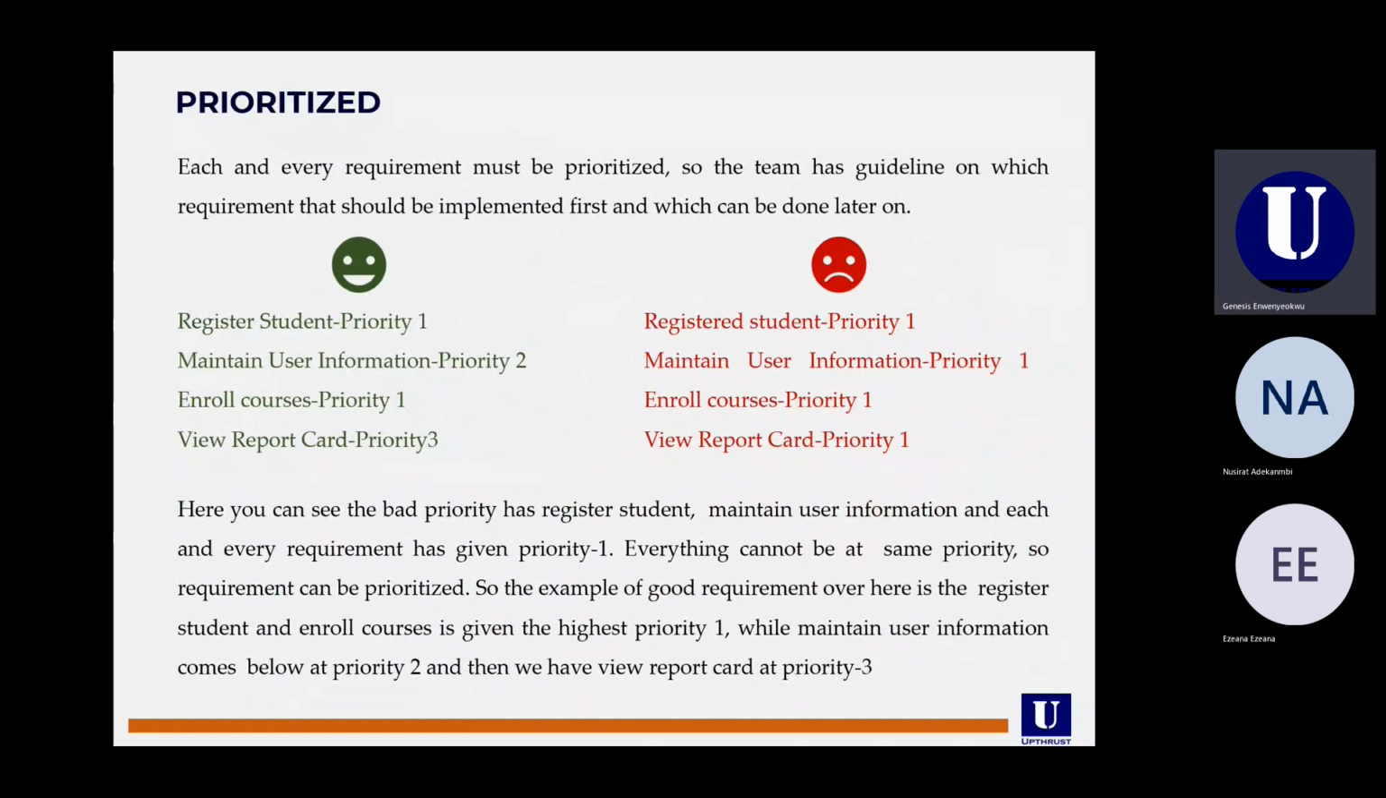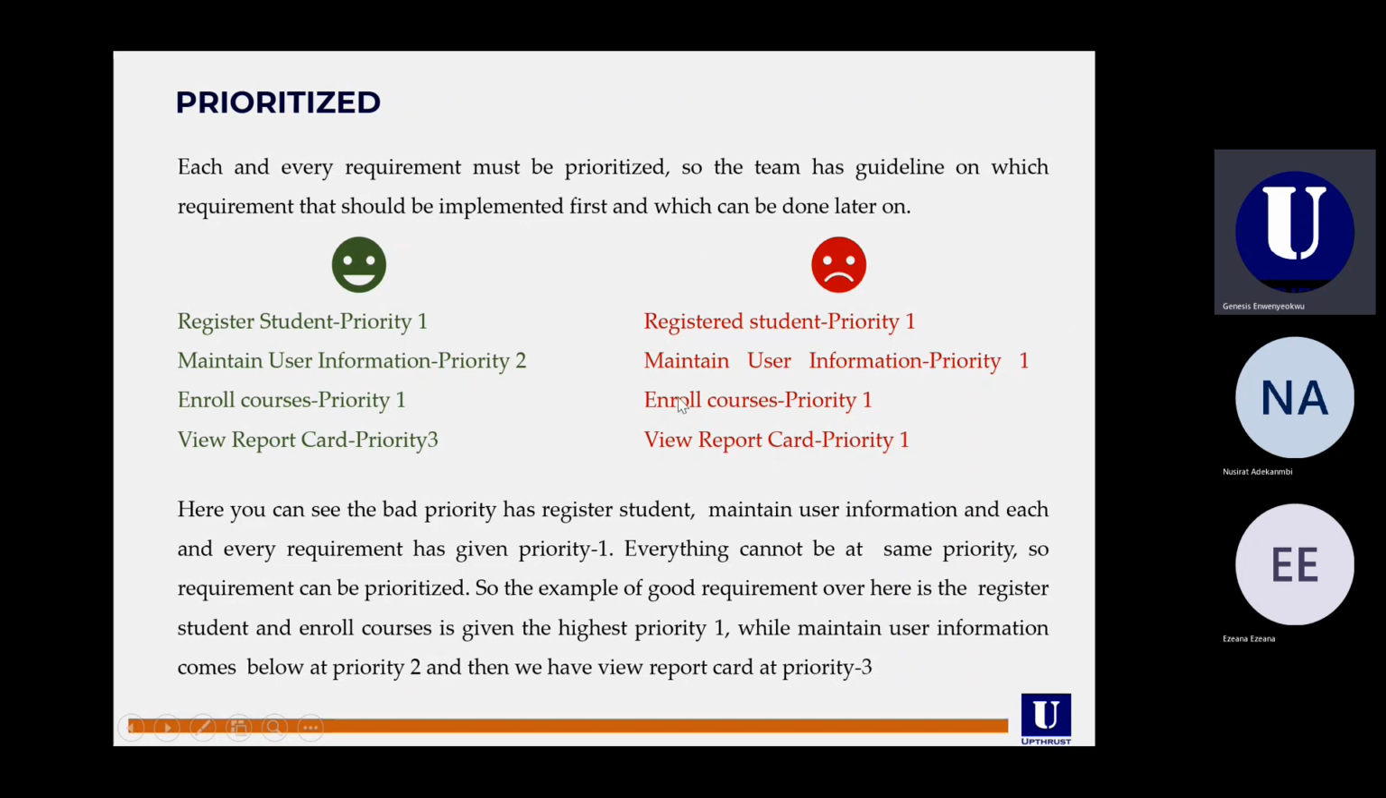Another characteristic or attribute is that your requirement needs to be prioritized, just as I mentioned earlier. Not all requirements have the same level of importance. Some will have higher priority, others will have lower priority, right? So we need to ensure that we are able to prioritize our requirements accordingly, right? A good example is when we have a list of requirements here and they all have the same priority of one. Registered student has a priority of 1, maintain user information has a priority of 1, enroll courses has a priority of 1, view report card has a priority of 1, right?